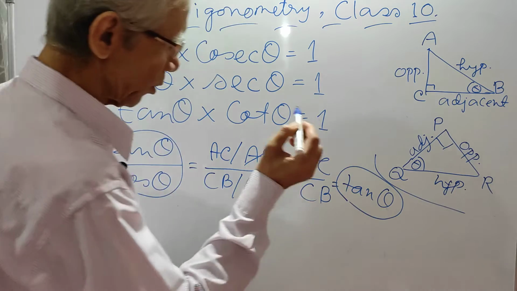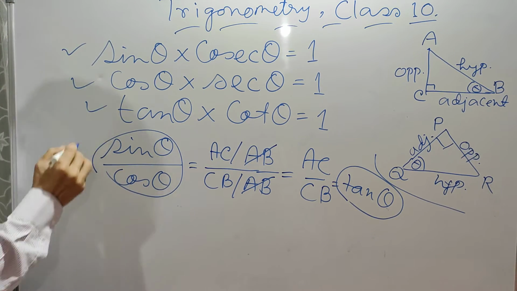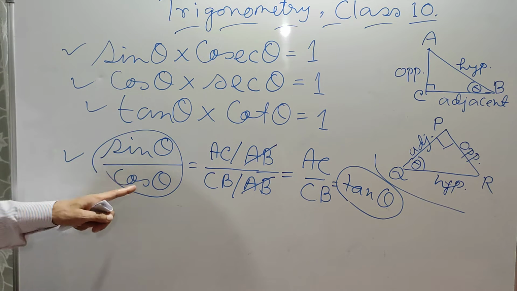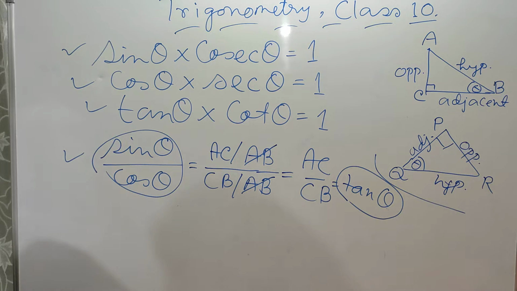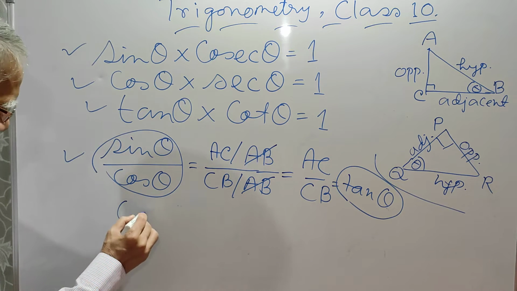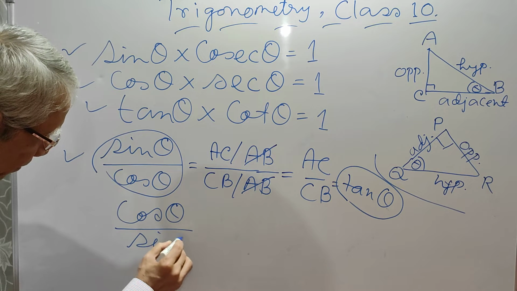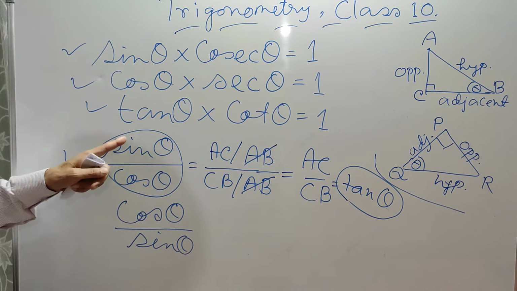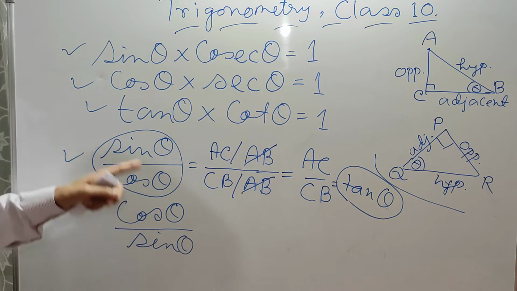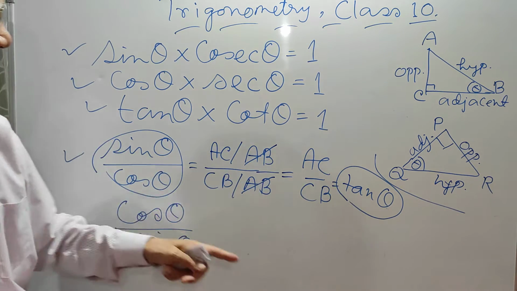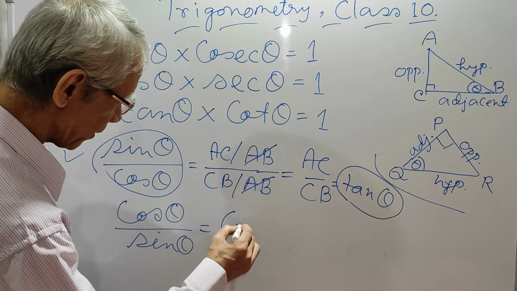So what we got? Sin theta by cos theta equal to tan theta. This is another very important relation. So now we got this fourth one. Sin by cos is what? Tan theta. Now what will be cos by sin? Cos theta by sin theta. Now sin theta by cos theta and cos theta by sin theta are reciprocal of each other. That means reciprocal of tan. What is reciprocal of tan? Cot. So if you do it this way, you will see it is cot theta.